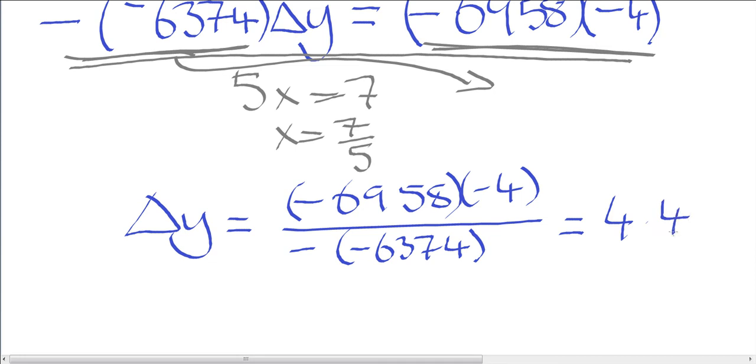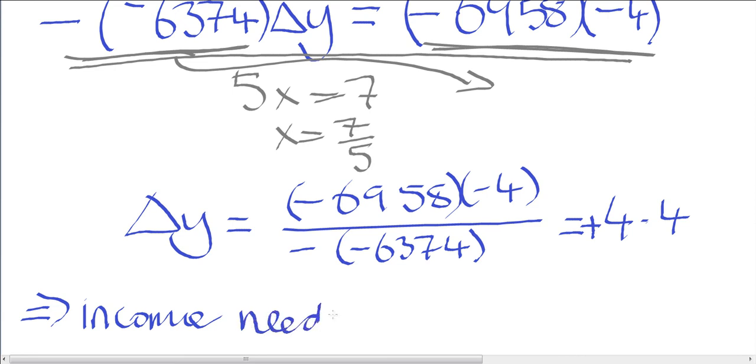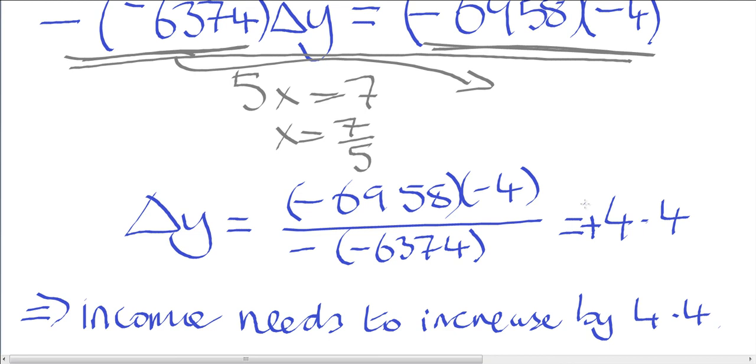So that means the change in income needs to be, and even though we don't write it, there's a plus 4.4 there. So that means the income needs to increase because there's a plus there. If it was minus, it would be decrease. That means income needs to increase by 4.4 units. Okay.